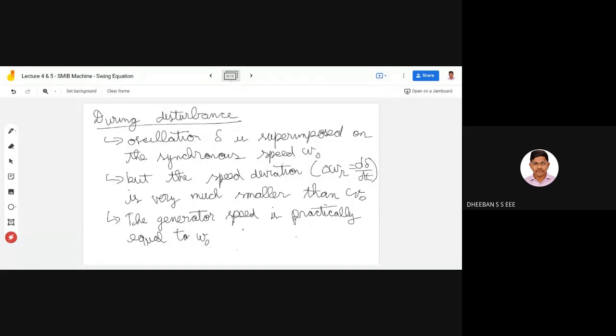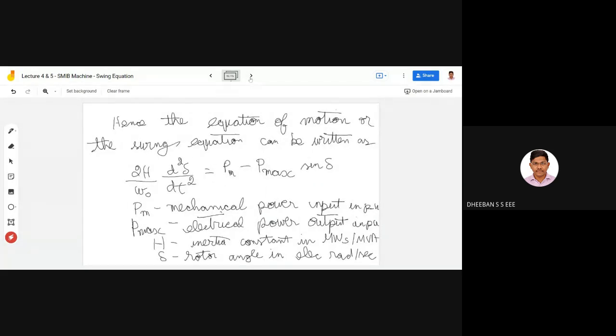Okay, so these are the inferences that we can take from this swing equation, and the swing equation with respect to your power is given over here. This is the final equation that we have to see. It's nothing but the swing equation we have seen before, but we are converting everything with respect to your power.